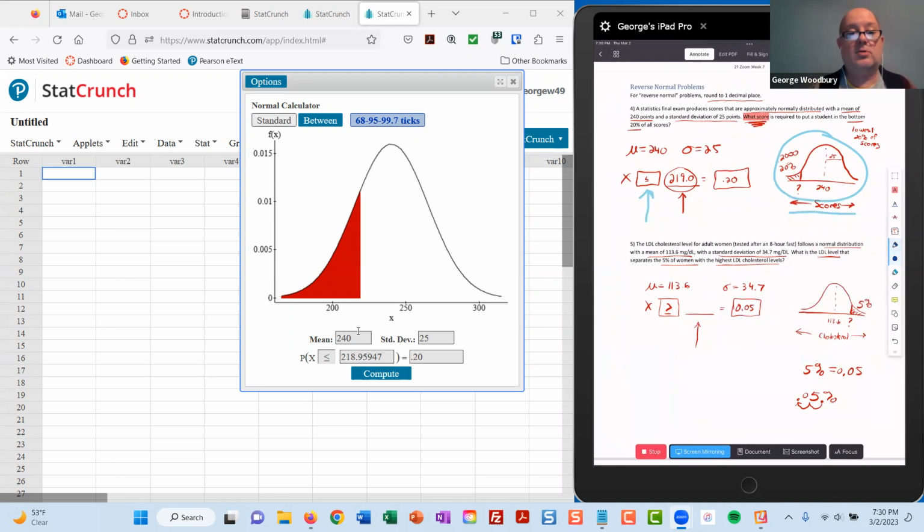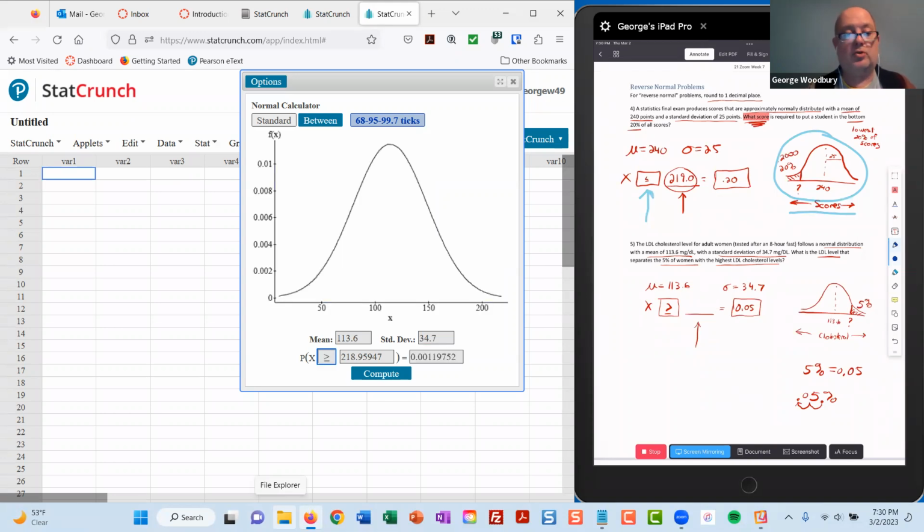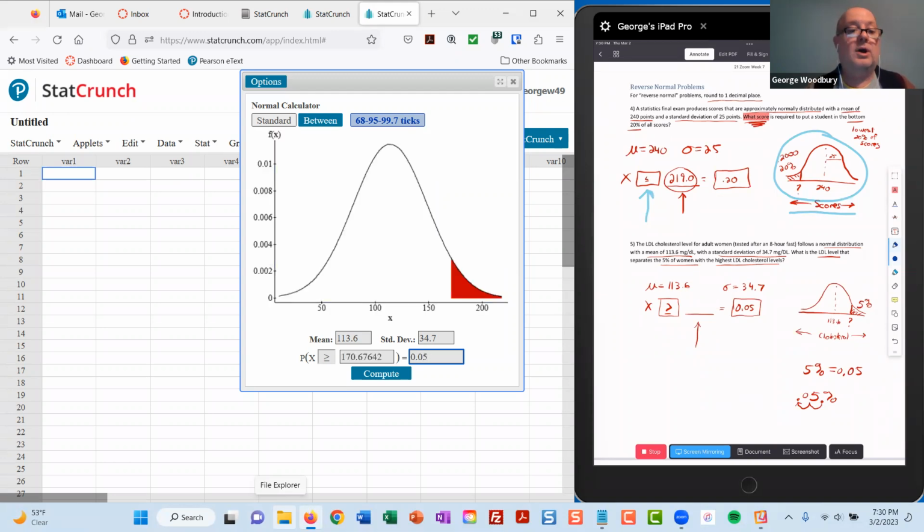So back in StatCrunch, the mean is 113.6, standard deviation 34.7. This time I want greater than or equal to, and 0.05. The answer is 170.7, if we round to 1 decimal place.